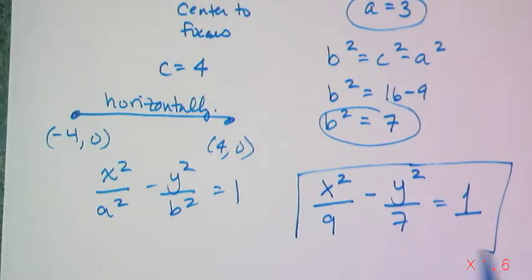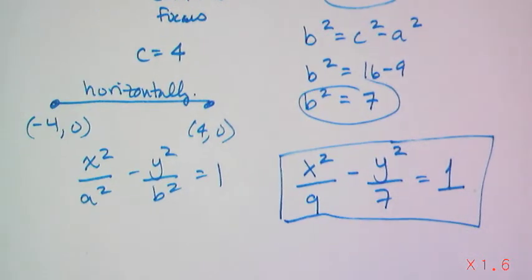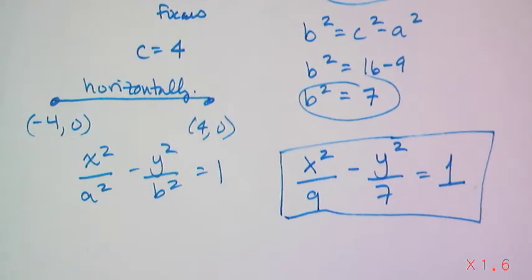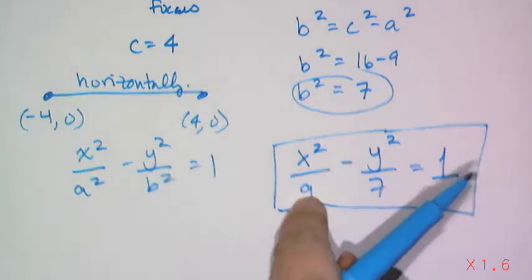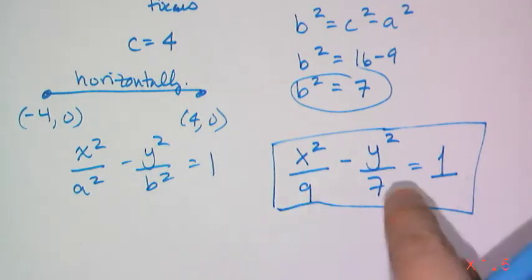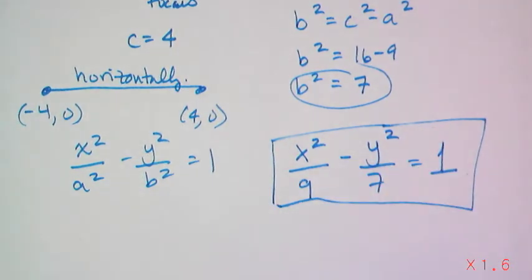And if I were to have to graph this hyperbola, I know where the asymptotes are going to be. They're going to intersect at the origin because that's the center of the hyperbola. And its slope is going to be the square root of 7 over the square root of 9, because remember, it's change in y over change in x for your slope.